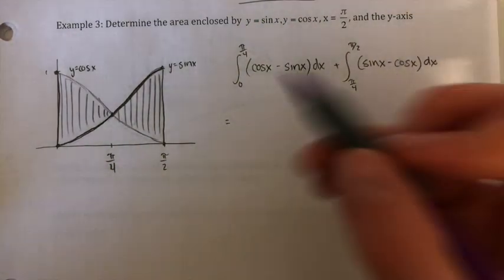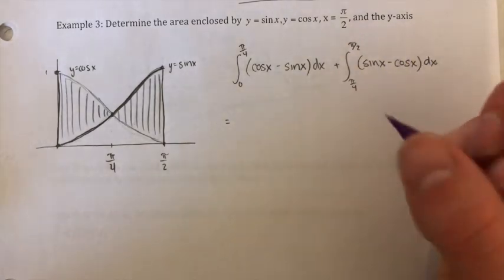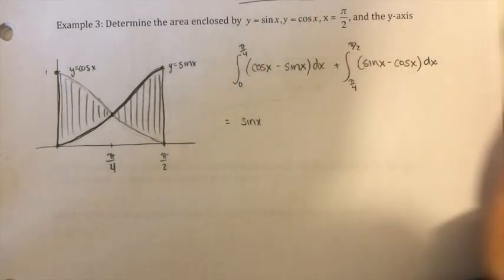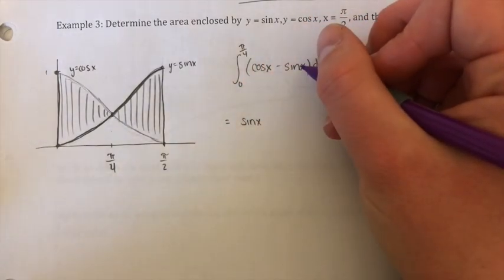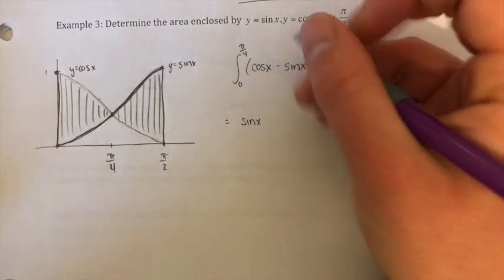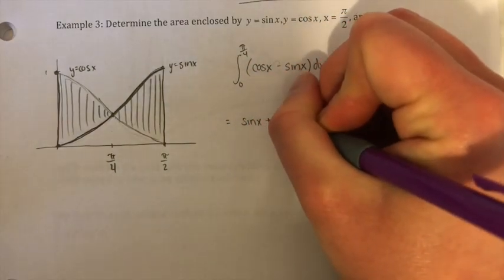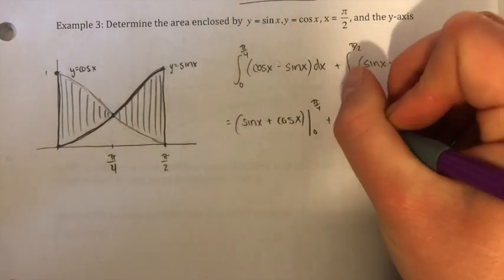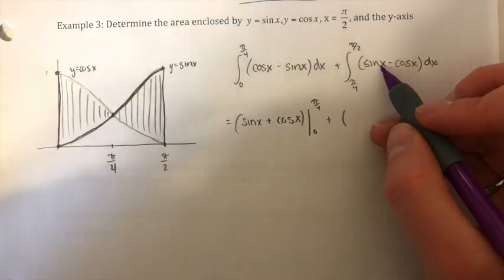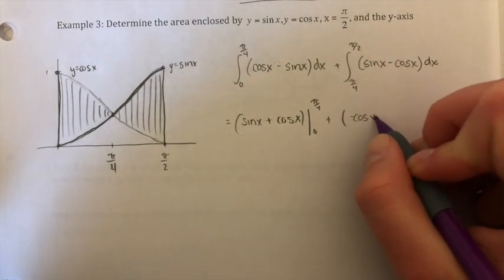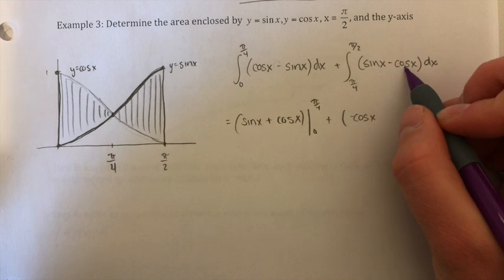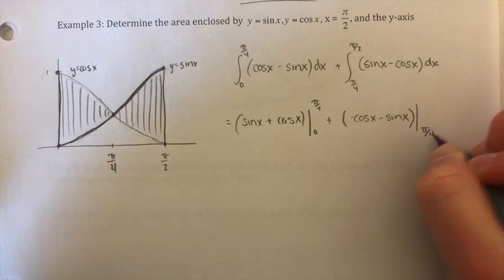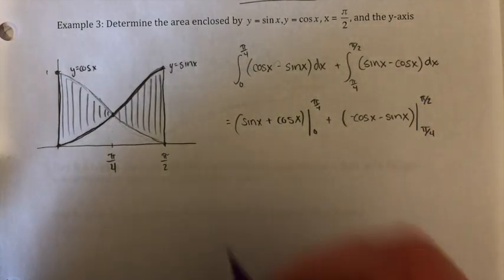So now, when we do the integral, we can just do it as each individual term. So the integral of cos is sine x, and then the integral of sine is negative cos, but we're doing negative sine, so it's negative negative, so it turns into a positive from 0 to pi over 4, plus the integral of sine x is negative cos x, and then the integral of cos x is sine x, but there's a negative out in front. And then from pi over 4 to pi over 2.